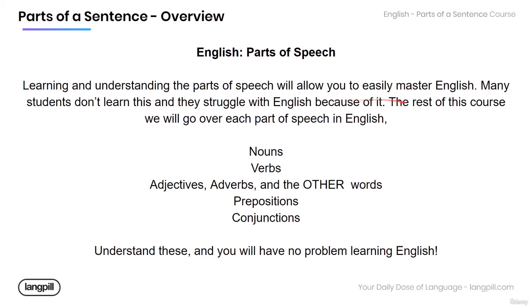Okay? So the rest of this course, we will go over each part of the parts of speech in English, okay? Nouns, verbs, adjectives, adverbs, and what I call the other words, okay? Prepositions, and finally, conjunctions. I promise, if you understand all of these, then you'll have no problem learning English.